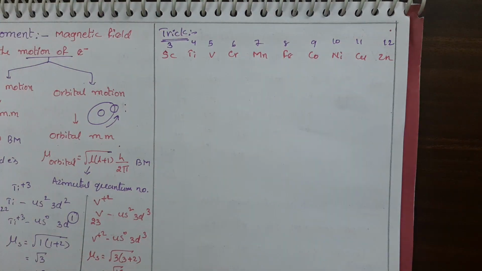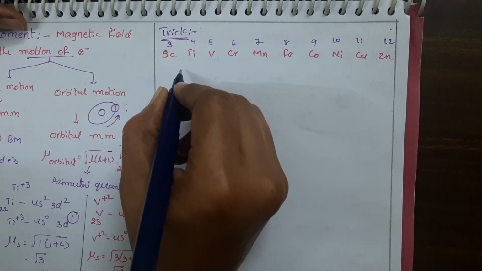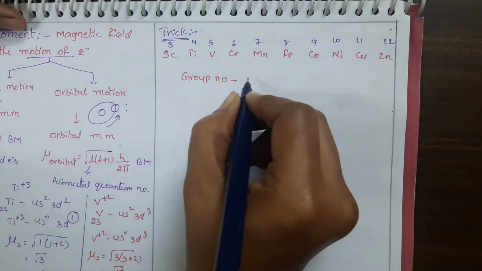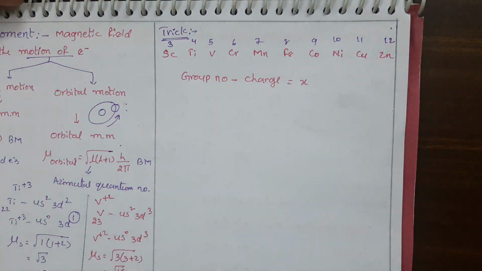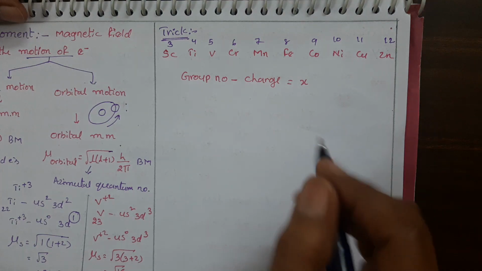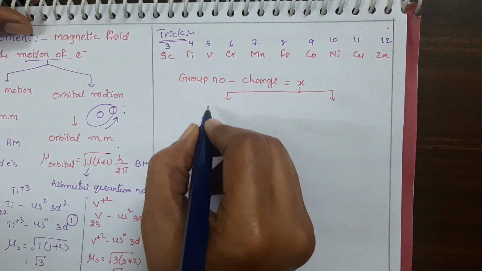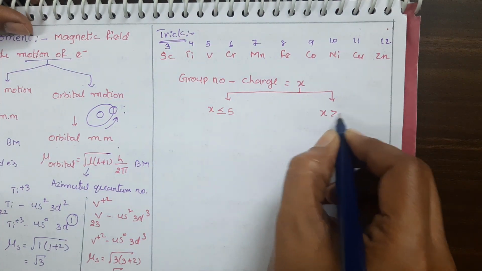This is enough for the calculation of magnetic moment with this trick. Let us see, what is the formula we have to use? Here the formula is group number minus charge equals x. Group number minus charge equals x. Here x may come in two ways, so x may have two values: one value is less than or equal to 5 and another value is greater than 5.